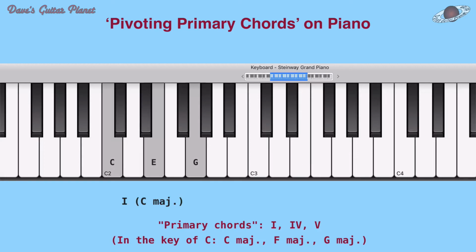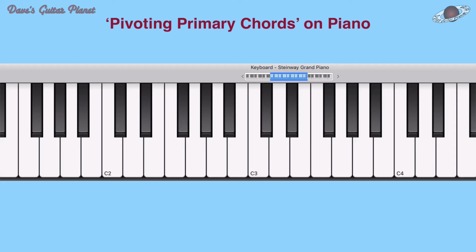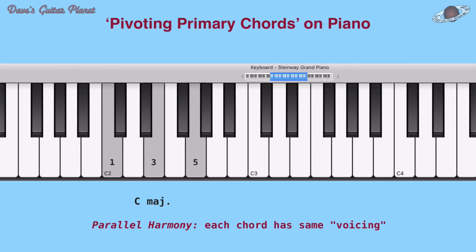So the primary chords are 1, C in the key of C. F major in the key of C is the 4 chord. And G is the 5 chord. So you'd hear a lot of songs go 1, 1, 4, 4, 5, 5, 4, 4, 1. That's what we call parallel harmony. We've got a 1, 3, and a 5 in C, then a 1, 3, 5 in F, then a 1, 3, 5 in G.